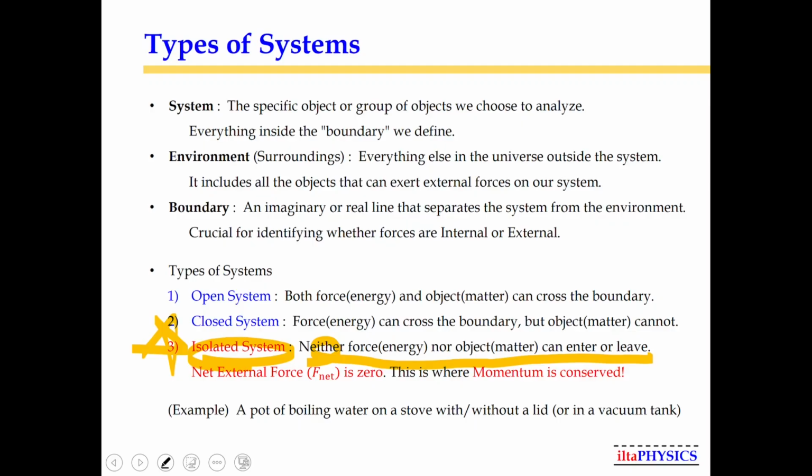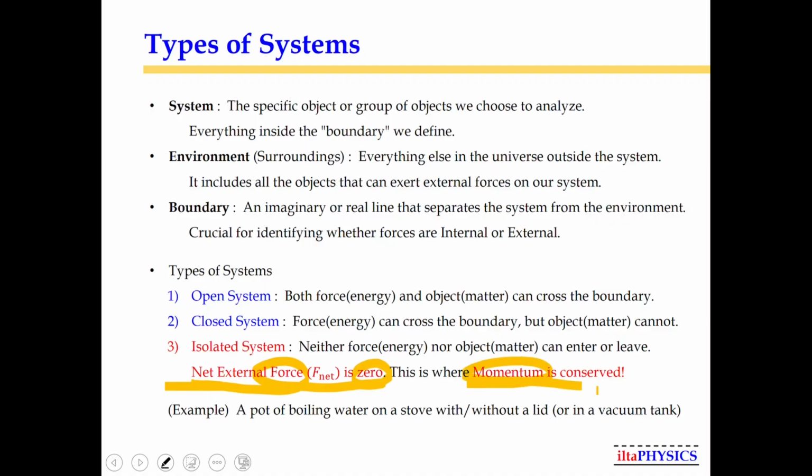From the perspective of object dynamics, we mainly deal with isolated systems. In an isolated system, since no outside force, energy, or matter can have an influence, the net external force becomes zero. Therefore, according to the law of conservation of momentum, the total momentum of the system remains constant regardless of what interactions happen inside. It's easy to understand these classifications if you think of a pot of boiling water.